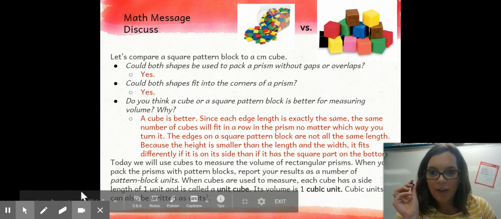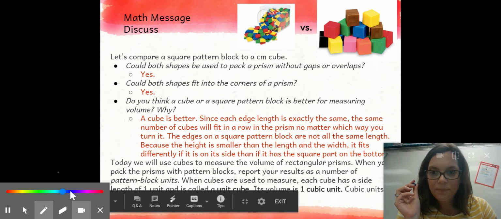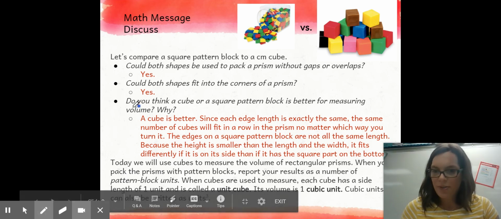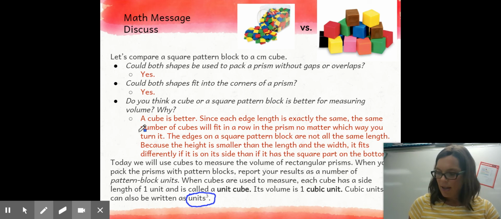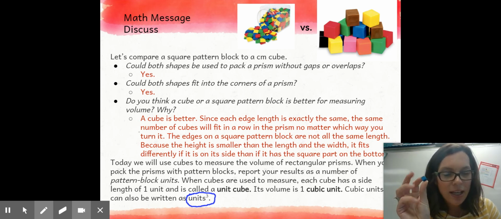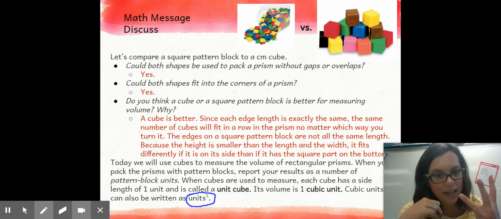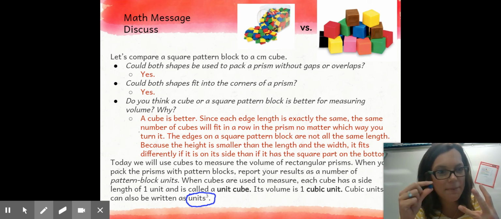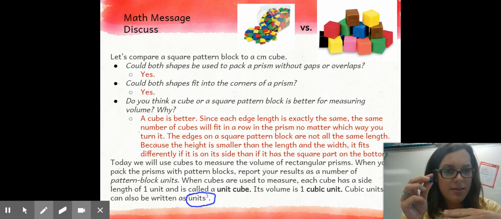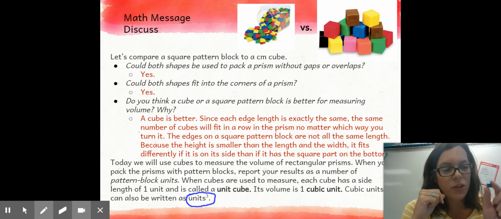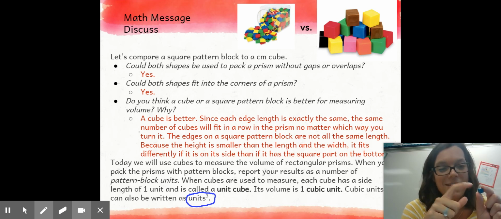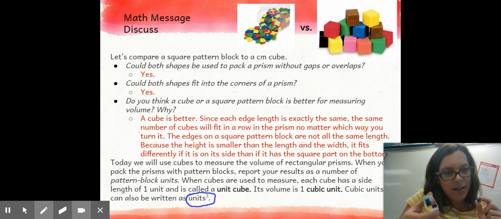So if you look here, 5th grade, it's important that you see how to write this. Units with a little 3. Why? Because this is cubic, and cubic means 3, right? There are 3 dimensions to something that is a cube: length, width, and height, okay? So that's why we measure volume with cubic units, and because this is 1 unit cube, and this is what we used to pack our prisms.